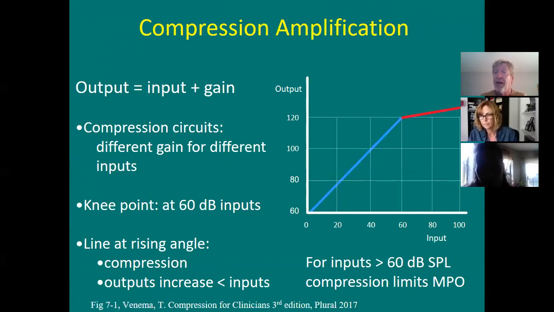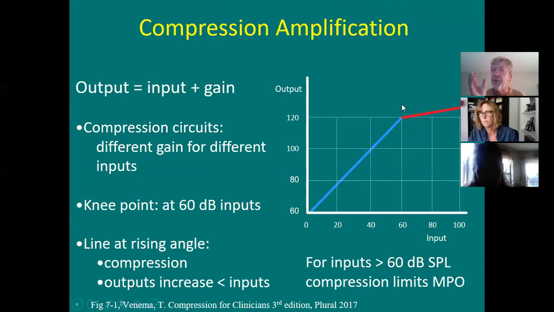Maybe it went up by just a few dB. Let's say it went up by 4 dB, so let's call this 124. As my input increased from 60 to 80, my output only went up by 4 dB. Input increases of 20 resulted in a 4 dB output increase. 20 to 4, if you do your math, is 5 to 1. It's a 5 to 1 compression ratio. So yes, your output did increase, but it didn't increase by as much.